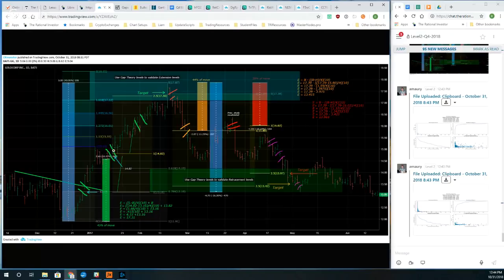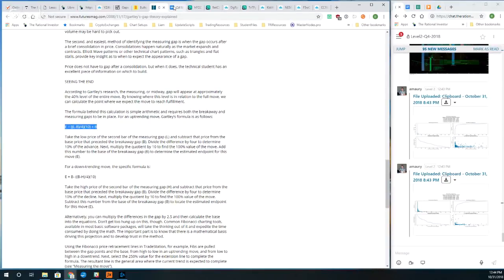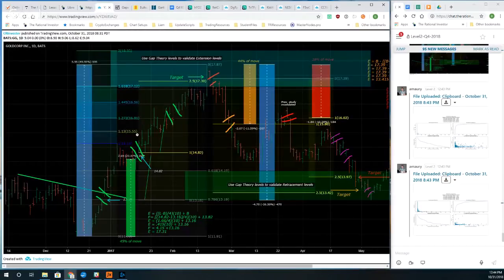I then look at the gaps and go through this math. There is the equation right off of the sheet. If you want to copy it, my suggestion to whoever asked this question is, after we're done with this class, go and do this exercise. You take the low of the measuring breakout bar, 1482, minus the base of the actual breakout bar candle, 1316, and that gives you $1.66.